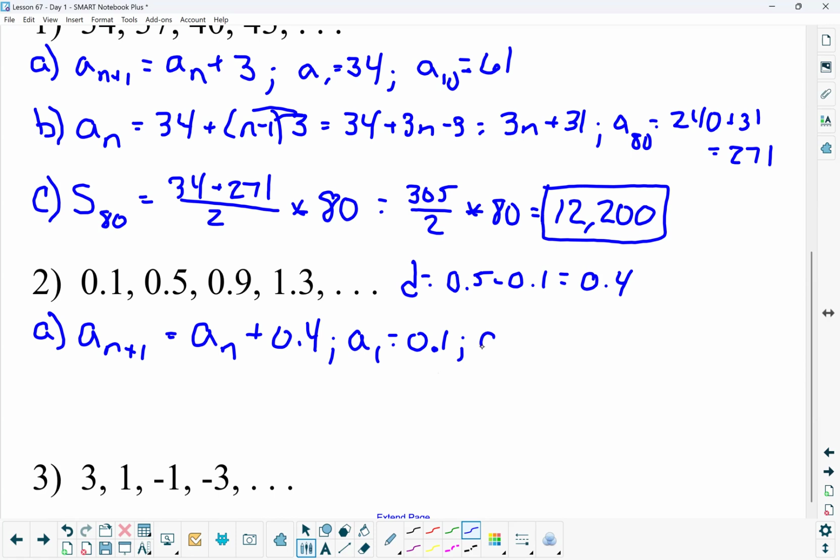To find the 10th term, I have the first 4 here. The 5th term, I would get 1.7. The 6th term would be 2.1. The 7th term would be 2.5. The 8th term would be 2.9. The 9th term would be 3.3. And the 10th term would be 3.7.